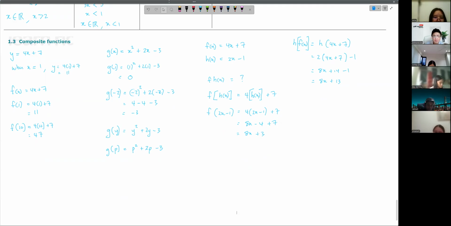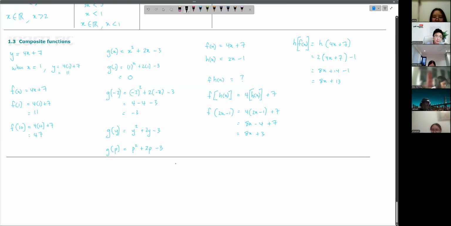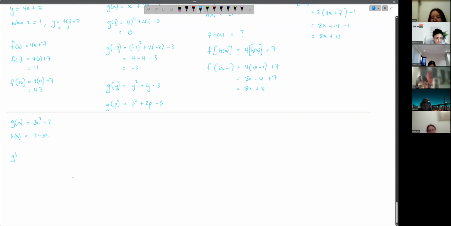Okay, let's try one more example. Let's say g(x) equals 2x squared minus 2, and h(x) equals 4 minus 3x. So you try to find gh(x) and hg(x). See what you get.